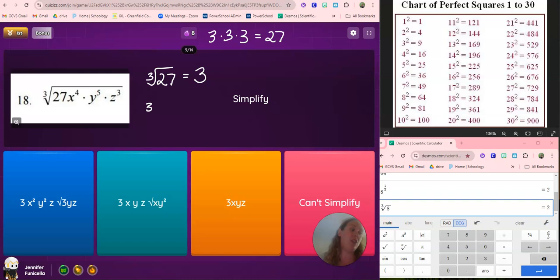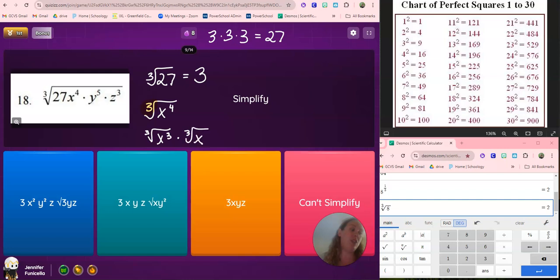Then we have the cube root of x to the 4th. We did some of these similar on that quiz. When you're trying to figure out how much you can take out, you can only take out however many the root is, which is 3. So we can rewrite this as the cube root of x cubed times the cube root of x.